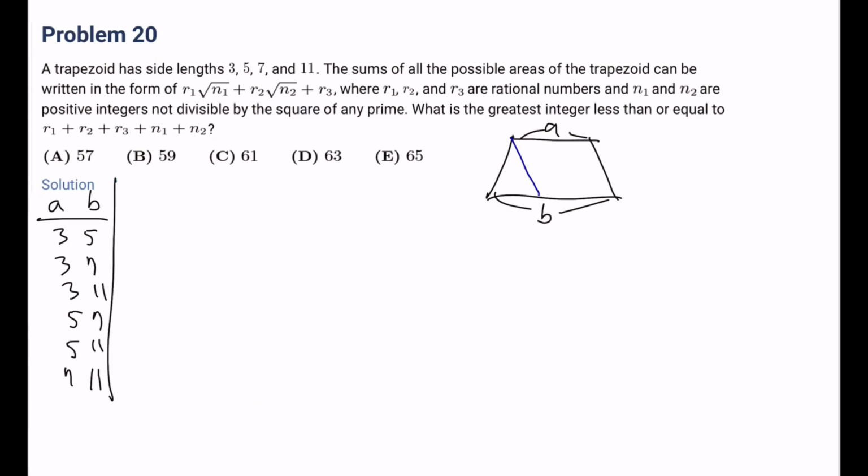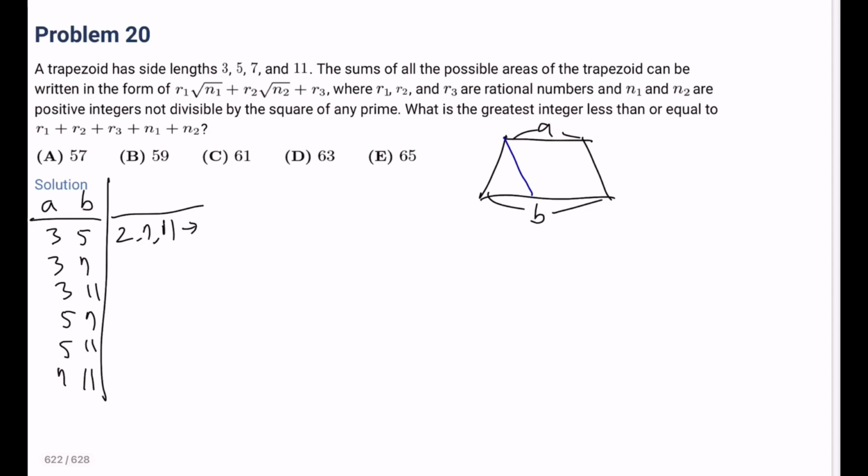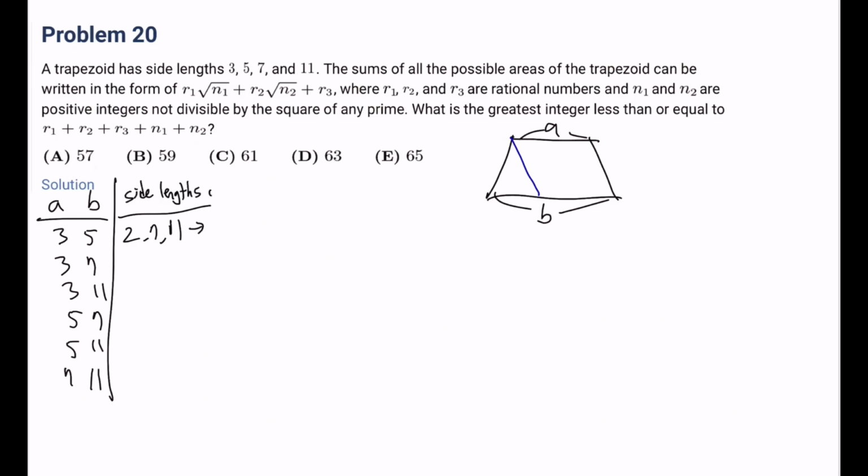If A is 3 and B is 5, this much is going to be B minus A, which is 2. The other ones are going to be the ones that are not used. So this is 7 and this is 11. So 2, 7, and 11 are going to be our 3 side lengths of the triangle. This is not possible because 11 is greater than 2 plus 7. For 3 and 7, we have 4, 5, and 11. 4 plus 5 is 9, less than 11, so no.